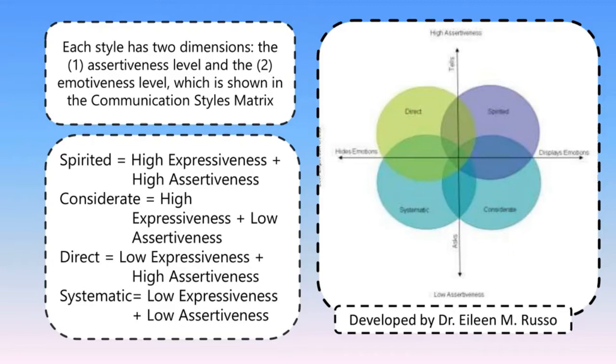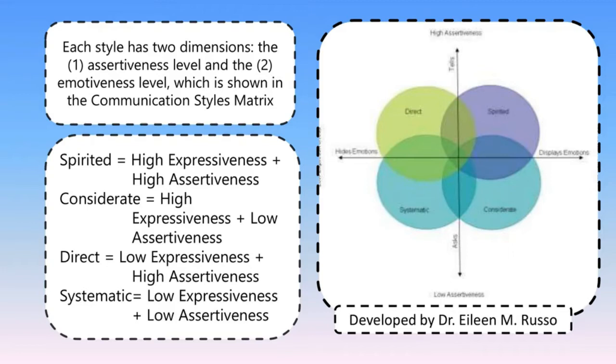Dr. Aileen Russo developed this matrix which highlights the different styles, starting with low expressiveness on the left and leading to high expressiveness on the right. Then she has low assertiveness at the bottom and high assertiveness at the top. And it is important to understand which style is yours, for you to also understand your co-worker's style. It is needed for us to understand our co-worker's or colleague's style for us to have effective communication.